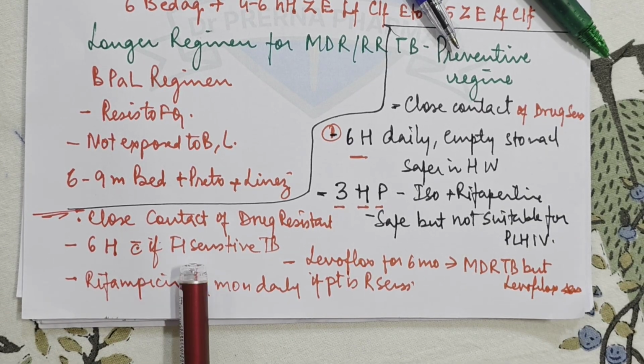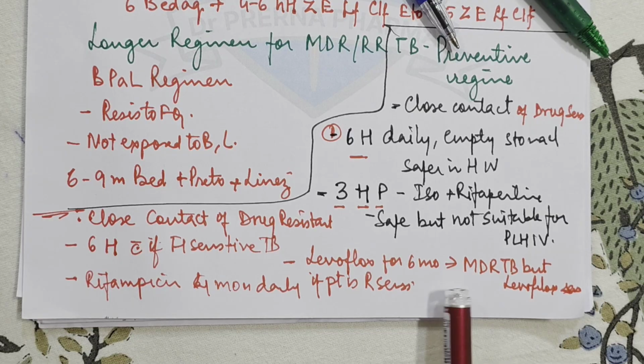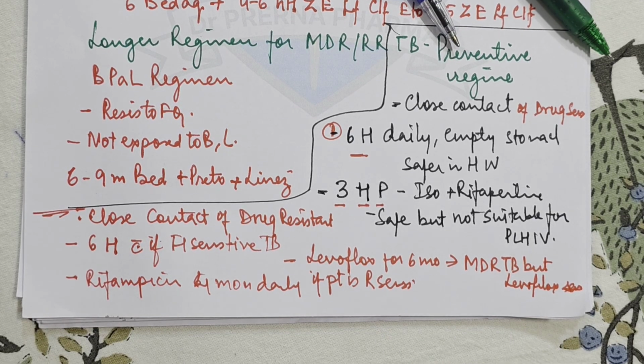Okay, so please remember this. If isoniazid sensitive, give 6 months of isoniazid. If rifampicin sensitive, give 4 months of rifampicin. If MDR TB but sensitive to levofloxacin, give 6 months of levofloxacin. So this is the regimen for TB prevention.